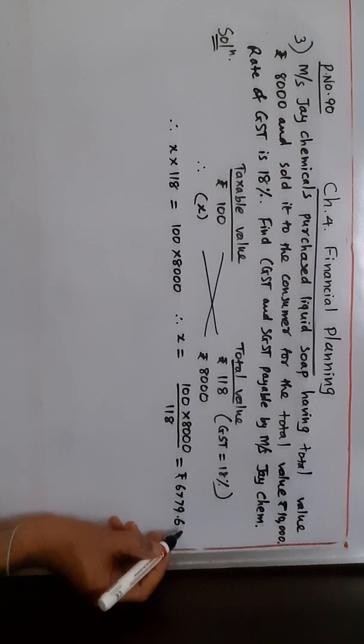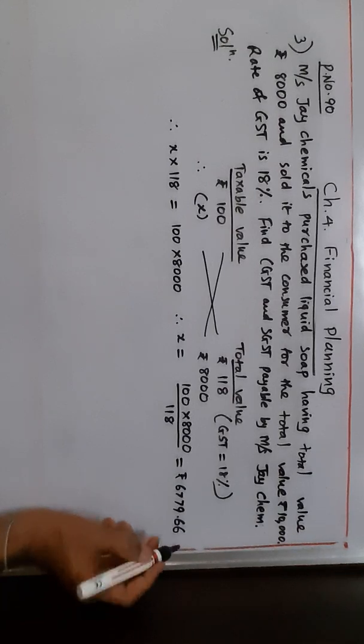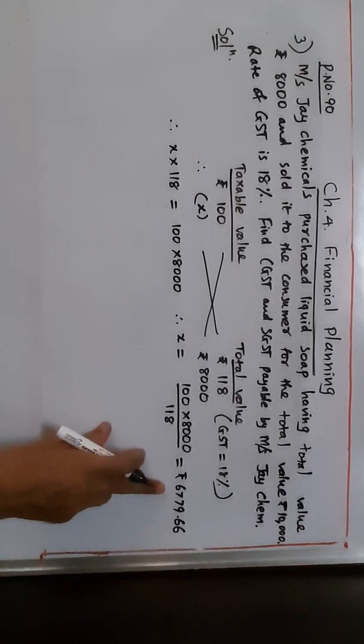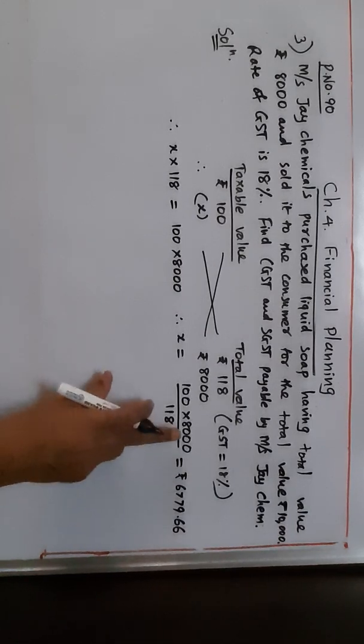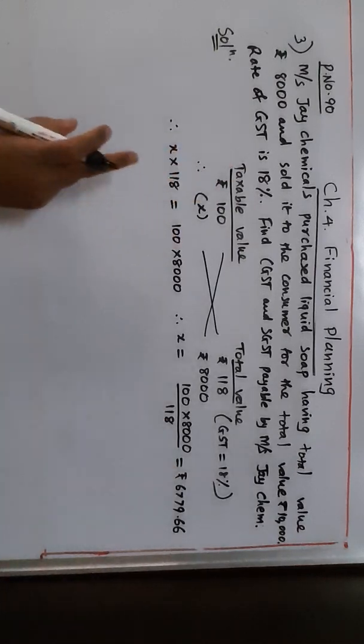6779.6666 and it will continue. So we can round it off as 67. However, they have not rounded it off; they have kept 66 only. So this is the actual taxable value of the goods. The actual value, and the remainder, 8,000 minus this value, is the GST payable.